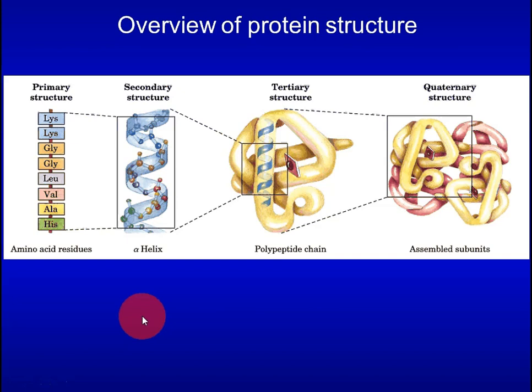Tertiary structure refers to the arrangement of secondary structure in a domain and further arrangement of those domains in a polypeptide. Some proteins are made up of 2 or more polypeptides. The arrangement of these polypeptide subunits is called the quaternary structure of the protein.